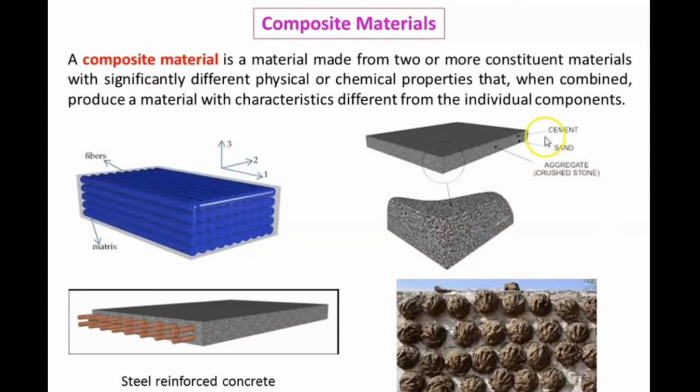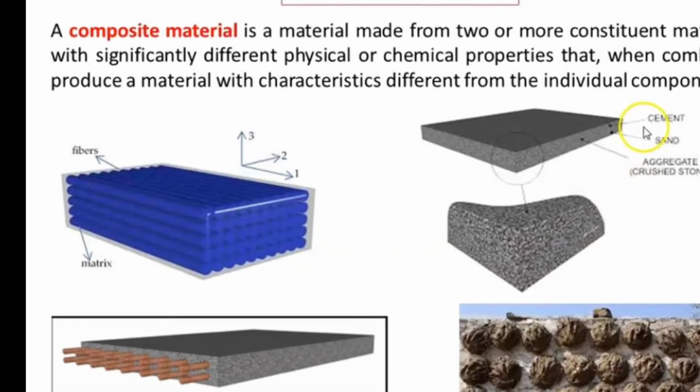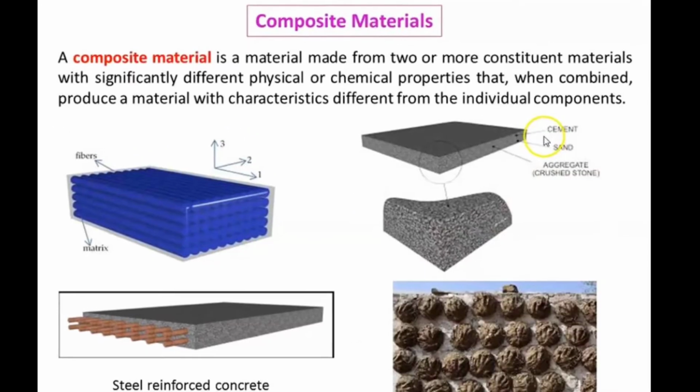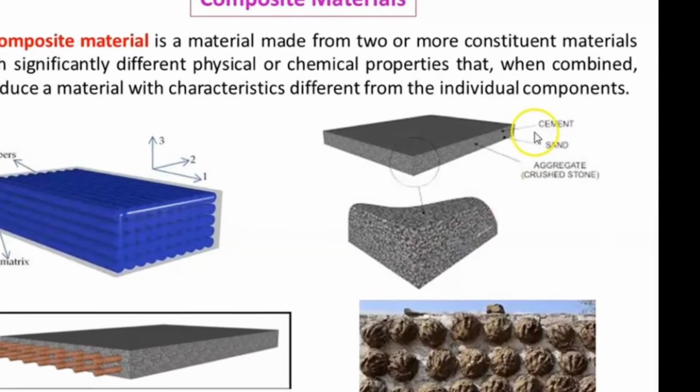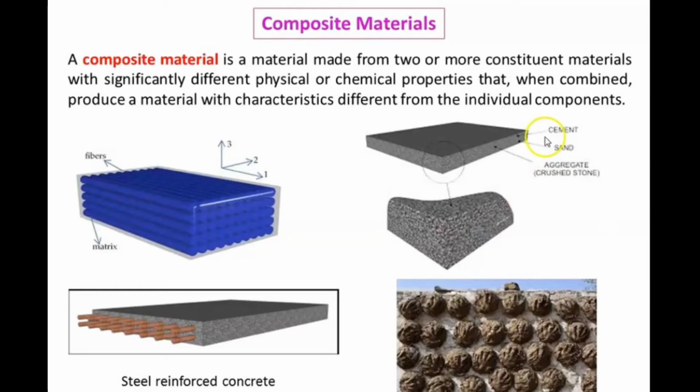One constituent is called the reinforcing phase and the one which is embedded is called the matrix phase. If you look at the pictures here, the first one is related with the fiber as well as the matrix, and the second one is of cement, sand as well as the crushed stones. Later, if you look here, steel reinforced concrete as well as natural dung is also a composite.